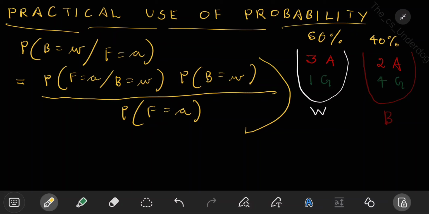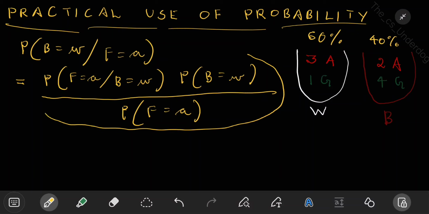This is what Bayes theorem does. See, directly finding probability of bag equal to white, if you know that fruit equal to apple, that's very difficult. Instead, what did you do using Bayes theorem? You made an easier form. That is, here you can easily find all these terms. So it's easier to find the probability of bag equal to white given fruit equal to apple. So let us find these terms.